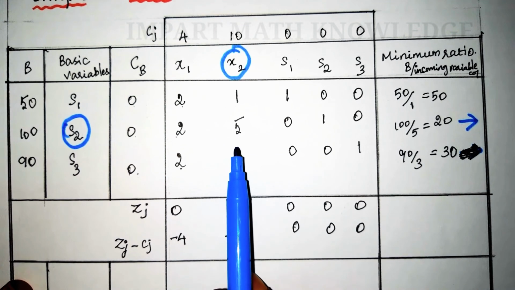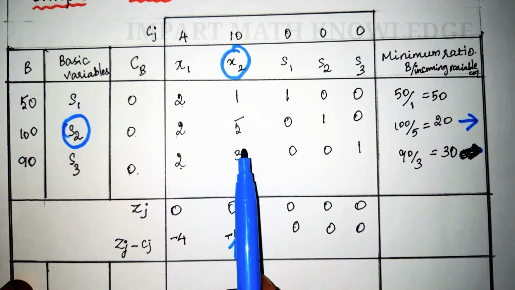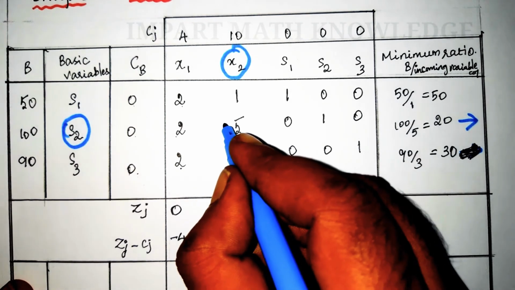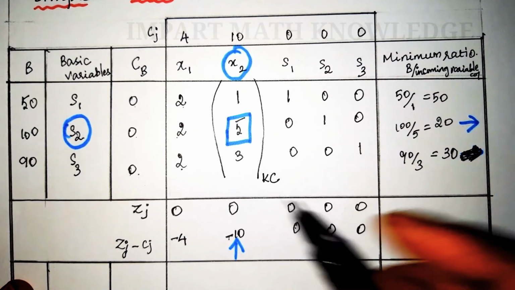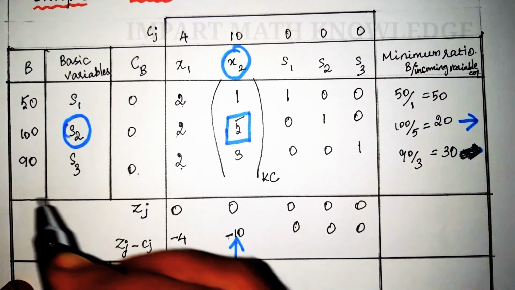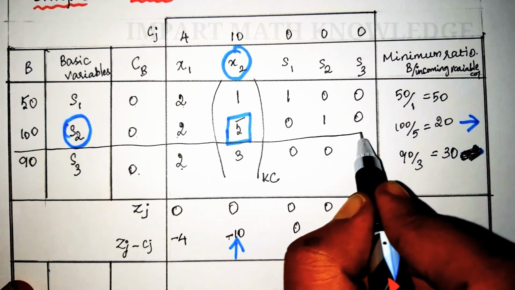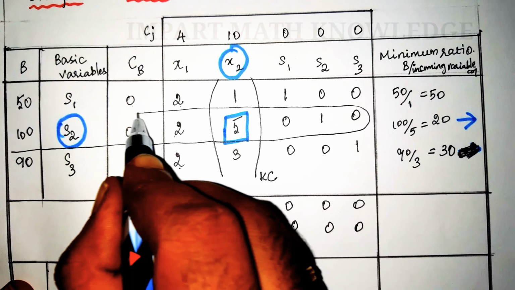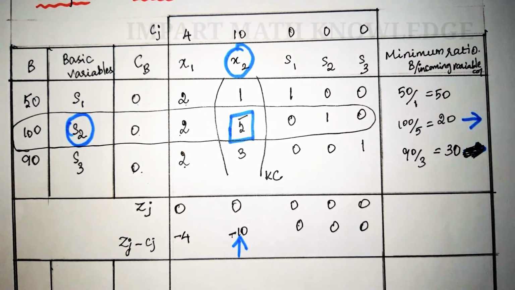So the intersecting element is 5. This 5 is nothing but the key element. This is the key column and the second one is the key row. Now we have to move on to the next table to get the optimum value.